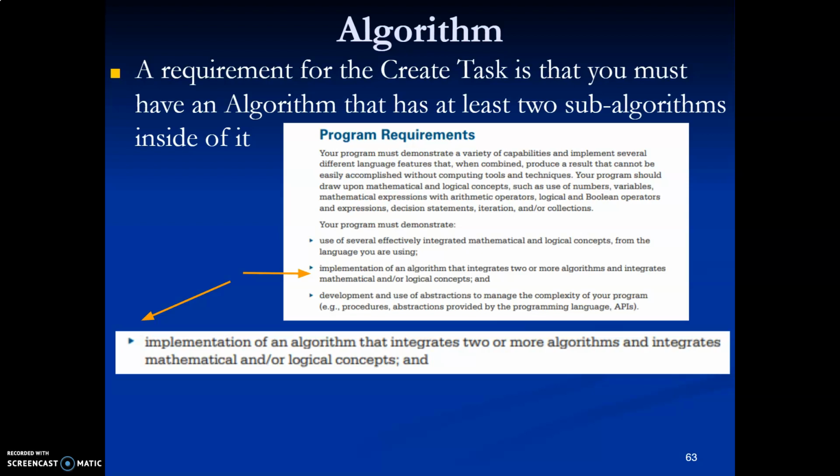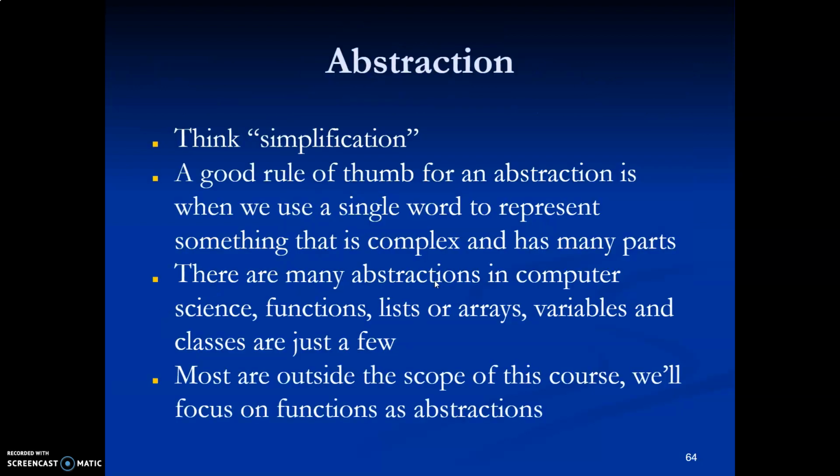In my Tron game, I actually used logic. Logic is making decisions, so I use if statements to decide whether or not I'm going to crash into something and adjust my direction based on that. You don't need both. Somewhere in one of your algorithms, you need some math or some logic. And that's it. Okay, once you've got it, you're good on the algorithm requirement. So let's go to abstractions.